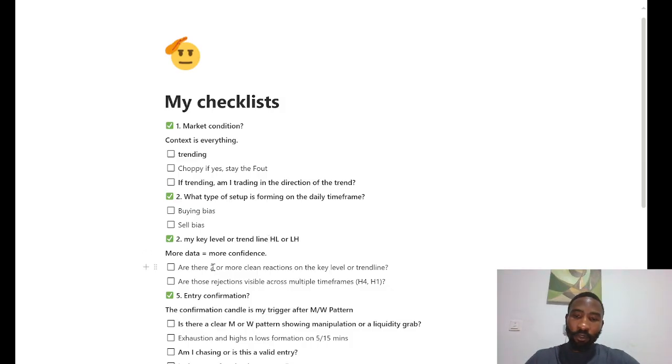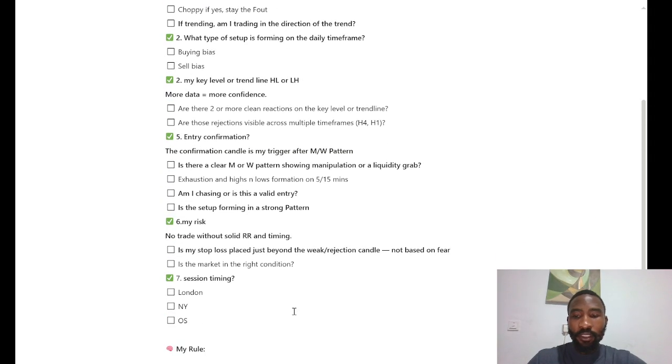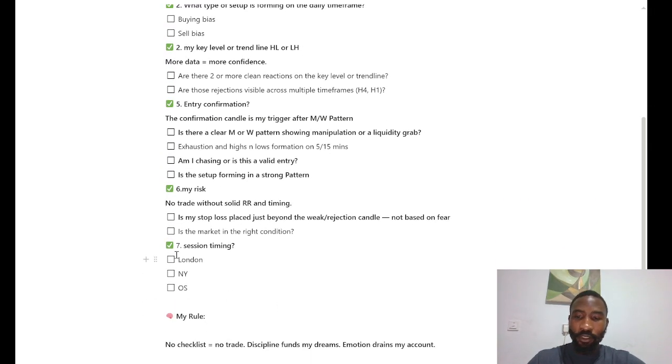Then again, more data is more confidence. Are there clean reactions on the key levels and trends? Is this happening on the 4 hour and 1 hour? I told you my key zone, I have to look at the 4 hour and 1 hour time frames for the key zone. If they are not aligning, I'm not entering a trade. Then the confirmation is for my triggers after the M patterns. I explained that one to you also. So this helps you also.